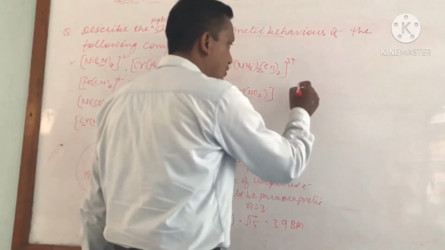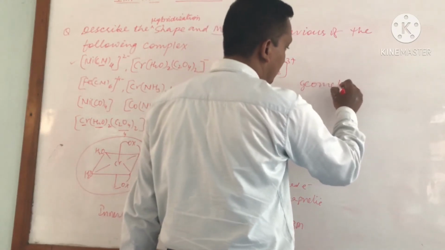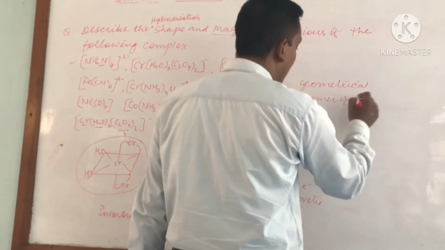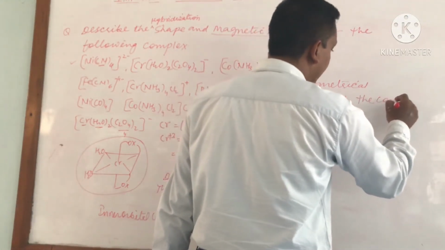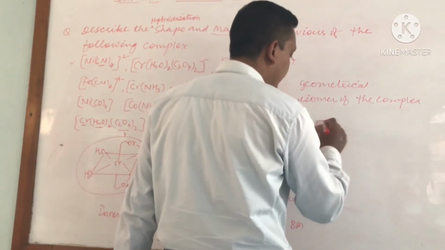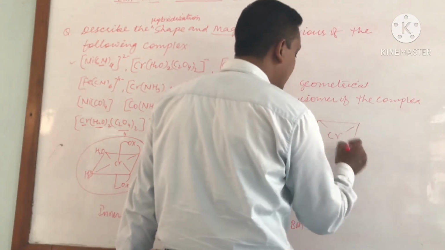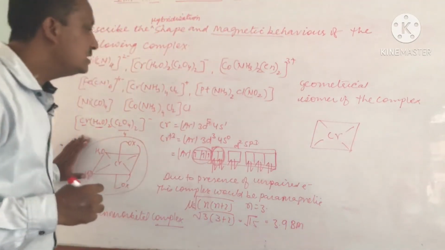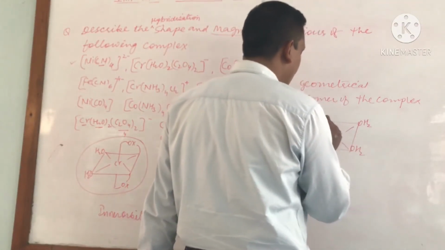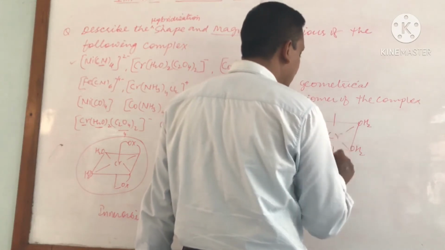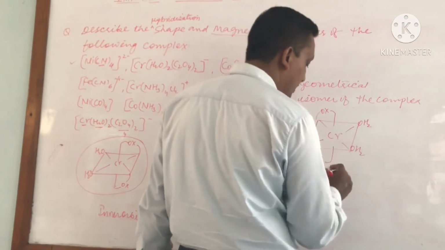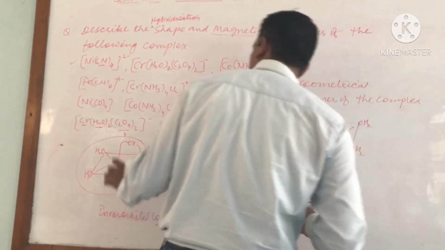So the geometrical isomer of the complex can be drawn as Cr like this, and cis means the same molecules should be on the same side. So OH2 and OH2, the water molecules, are present on the same side, therefore this configuration or this geometrical isomer is called the cis isomer of this complex.